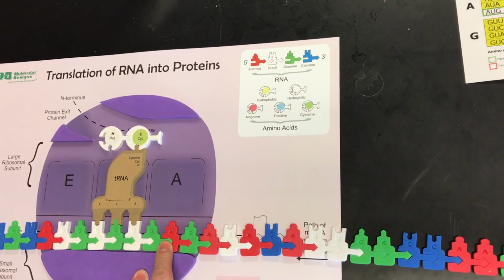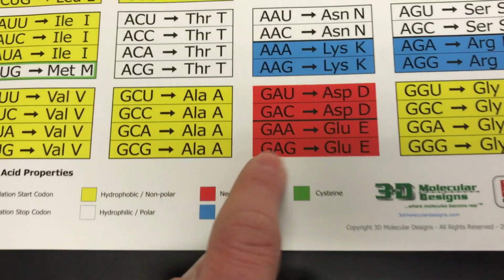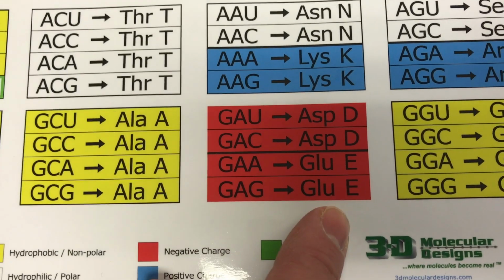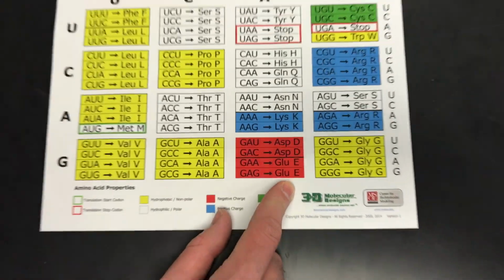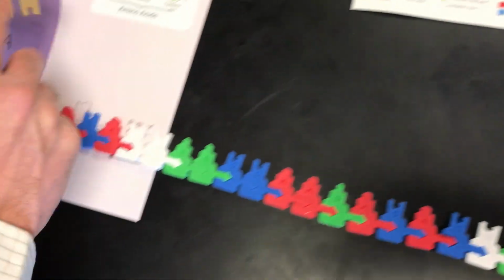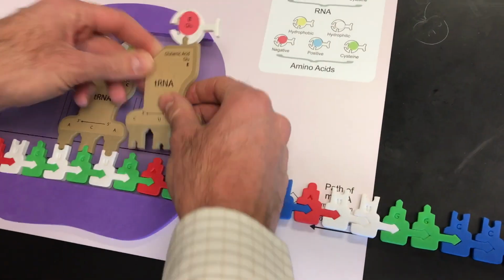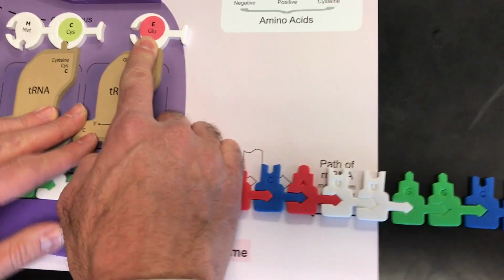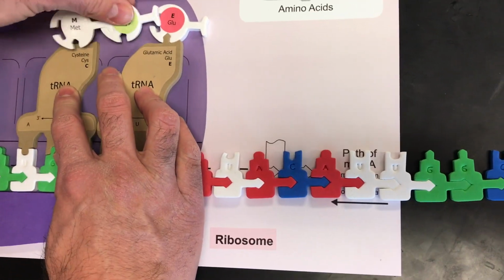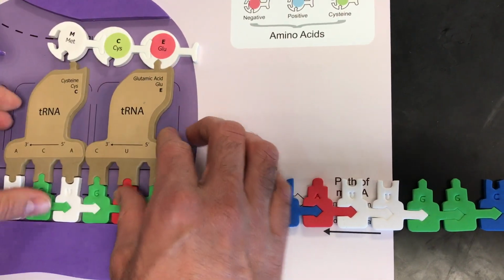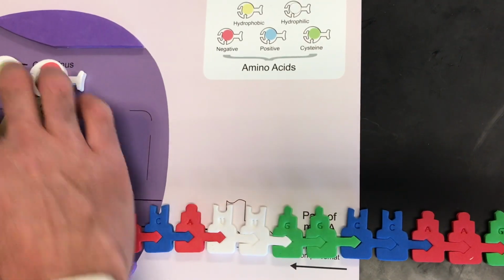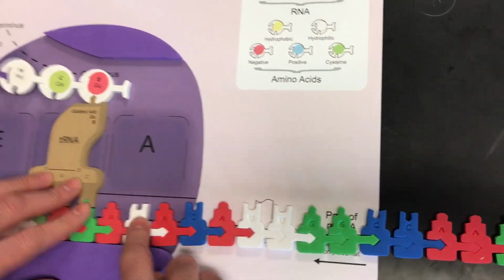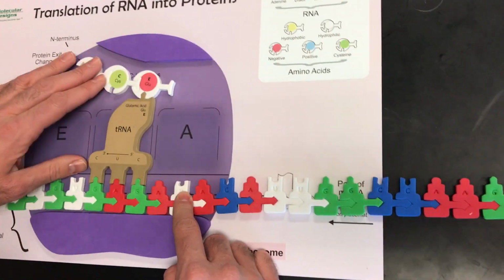So our next one, GAG, if we go to our genetic code, GAG codes for glutamic acid. And lo and behold, here's our anticodon CUC, which interacts perfectly with that. It's got glutamic acid. We transfer. We slide. This one goes away. And we just keep repeating this process.